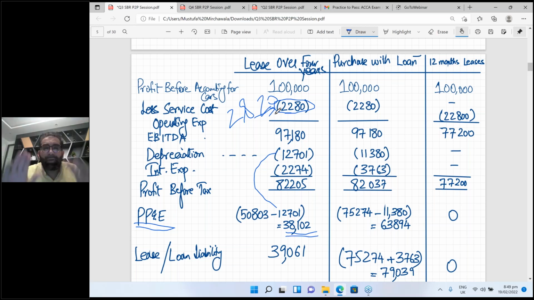Okay, now let's keep motivation. Let's move to the second and third option, and they are also easy. You will understand.